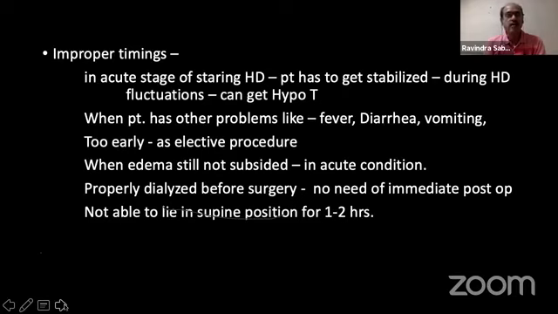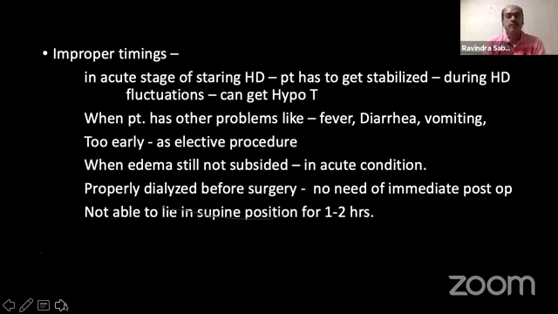And there are long-term consequences of the fistula. As time goes by, there is a certain percentage of fistulas bound to fail. So too early formation of an elective fistula is also improper timing, which can result into a failure. You do a fistula, it is working properly, but 2 years down the line, when the patient is coming up for dialysis, at that time the fistula has failed. And again, you are going to start everything all over again.